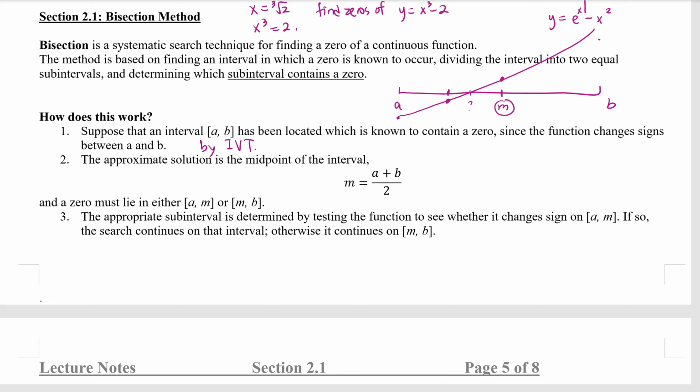Okay, then a zero must be lying in either [a, m] or [m, b]. Then the appropriate subinterval is determined by testing the function to see whether it changes signs on [a, m]. If so, the search continues on that interval. Otherwise, it continues on [m, b]. So we plug the number into our function to test whether the value is positive or negative, to determine which subinterval we proceed with. Okay.